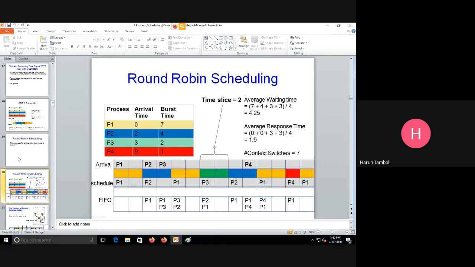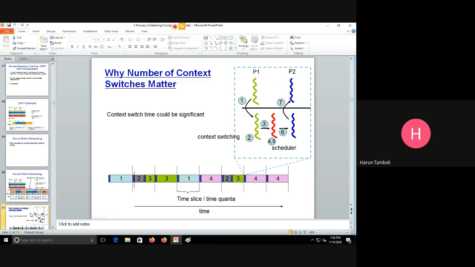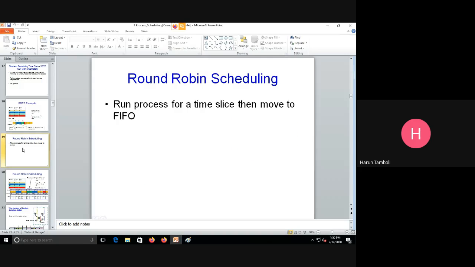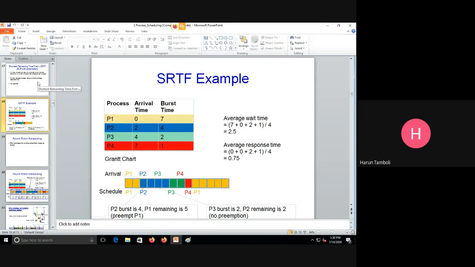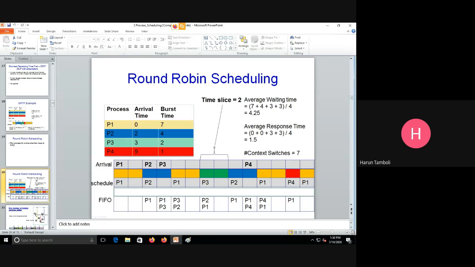So in this case, every process will get a particular time slot. The problem in this case is context switching. Context switching is more in this case because every process has to continuously switch when the time slot expires. Okay, so can we move to the problem?